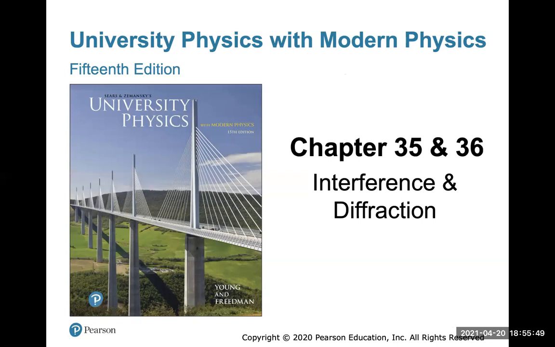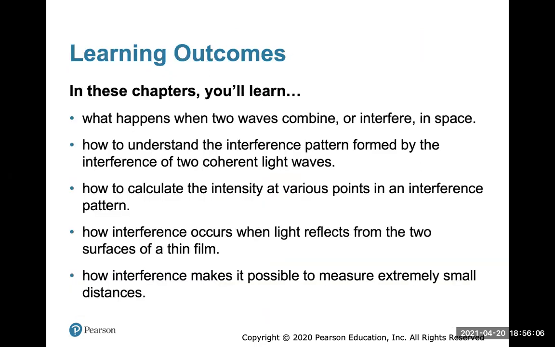The labeling here is based around the Young and Friedman text. If you're using a different text, then the chapter numbers will be different, but I do expect there to be a chapter about interference and a chapter about diffraction. And that's our goal today. In these chapters, these are some things we will talk about. I'm not going to read them to you. These are some other things we will talk about on the next slide.